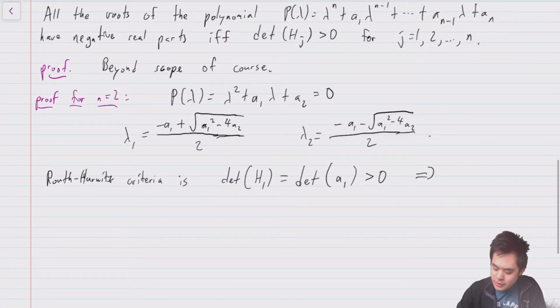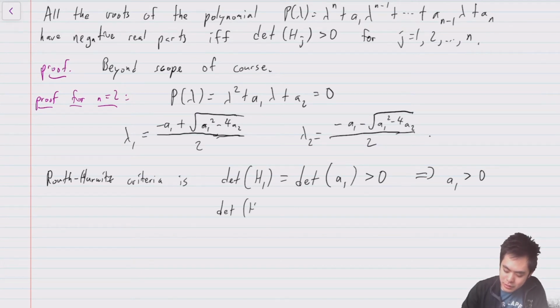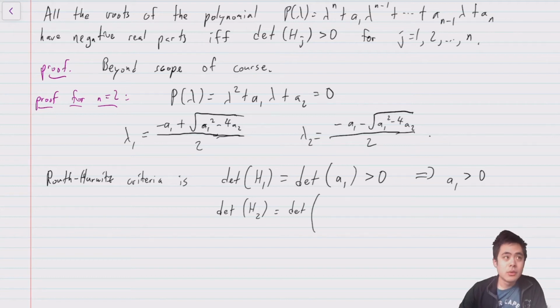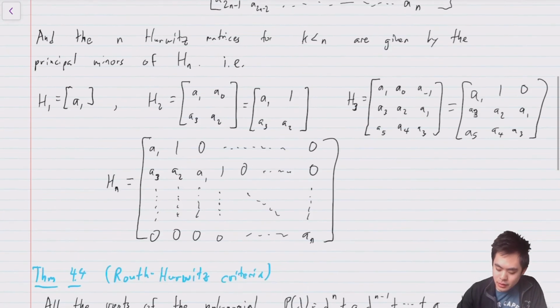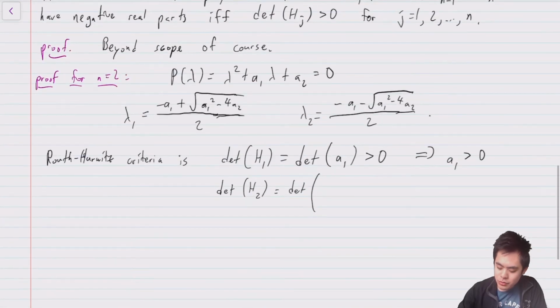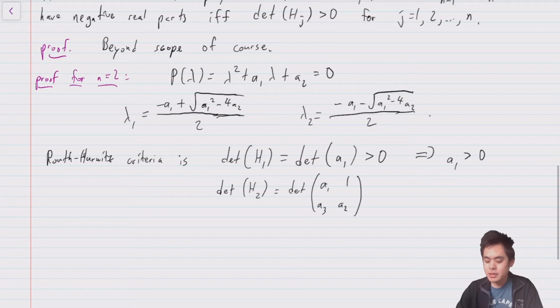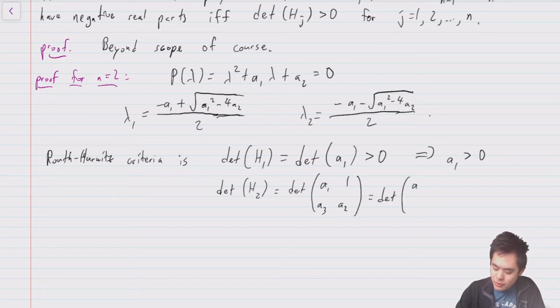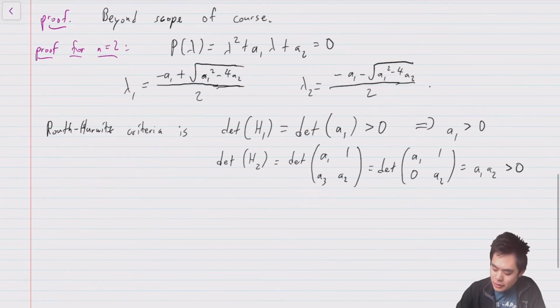So that of course implies that a1 has to be greater than 0. And the determinant of h2, h2 is going to be a1, 1, a3, a2, but of course a3 here is 0, so this is equal to the determinant of a1, 1, 0, a2, which is equal to a1 a2, which is greater than 0. Together, this implies that a2 is greater than 0.